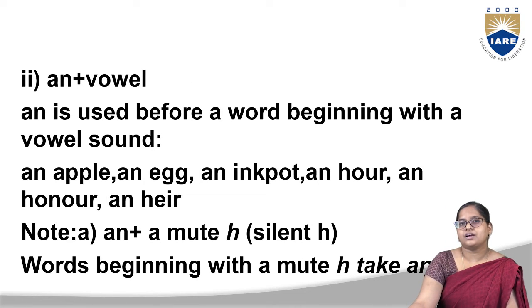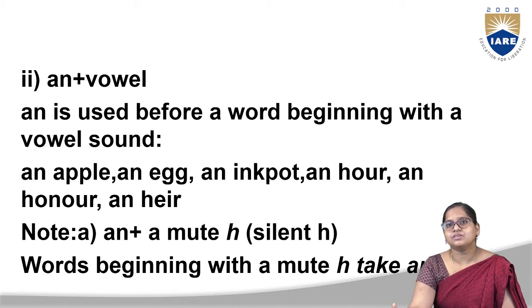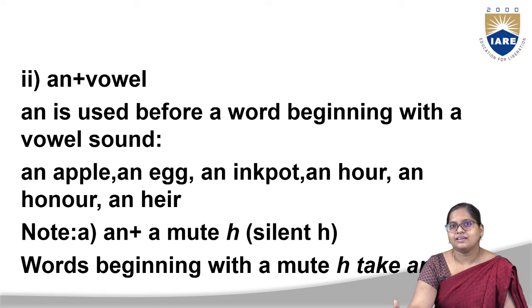Now, let's come back to vowels. An is used before a word beginning with a vowel sound. These vowel sounds like an apple, an egg, an inkpot, an hour, an honor, and an heir. So these have a vowel sound, and they take an.